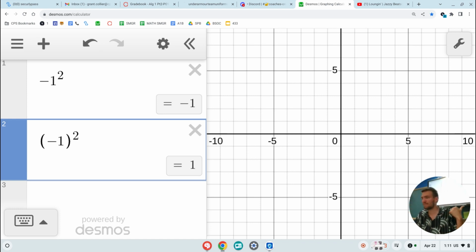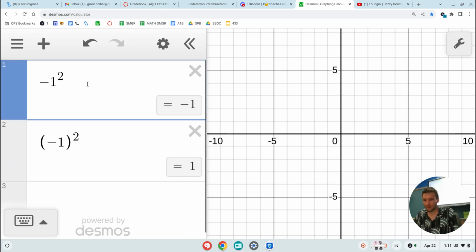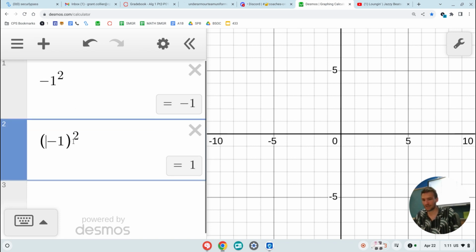So look at the board, please, and notice the difference. The top question with no parentheses and the bottom question with parentheses are getting different answers. And that's because Desmos is a little bit too smart for its own good. So, when you use Desmos and you type in especially negative numbers, you have to use parentheses. Otherwise, you're going to get the question wrong sometimes.